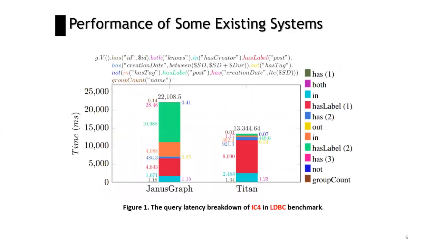We use an example to demonstrate the motivation of our work. Figure 1 reports the performance of two existing popular graph databases, Titan and JanusGraph, on one single query. We can observe that several query operators like in, has, and label took too much time for execution. Generally, the overall query latency is high, which is not acceptable for online workloads.